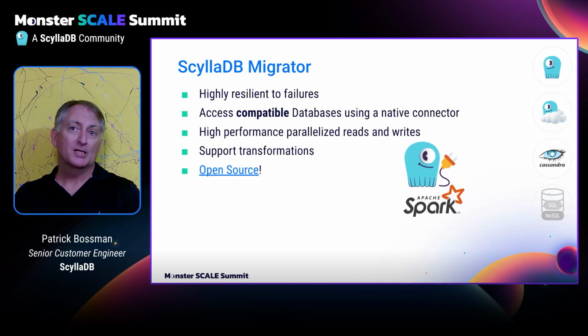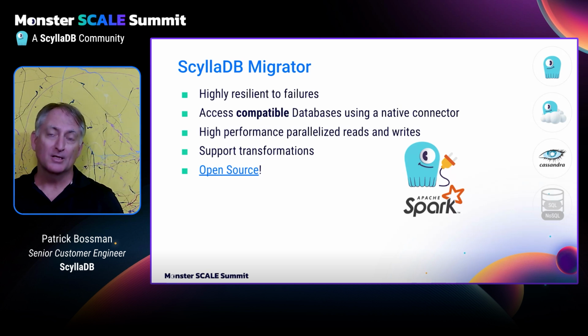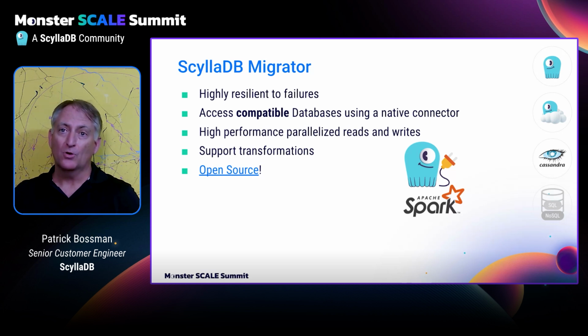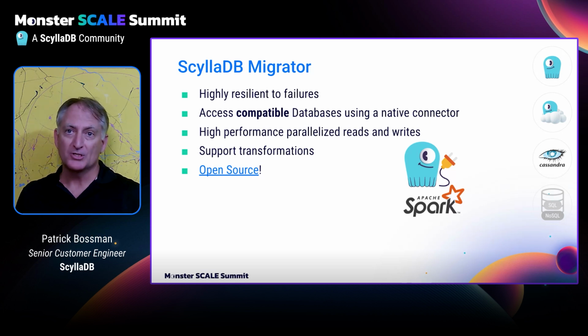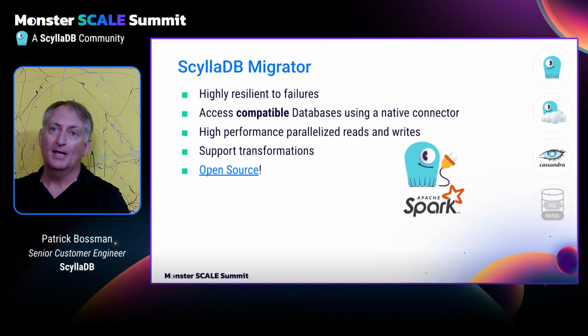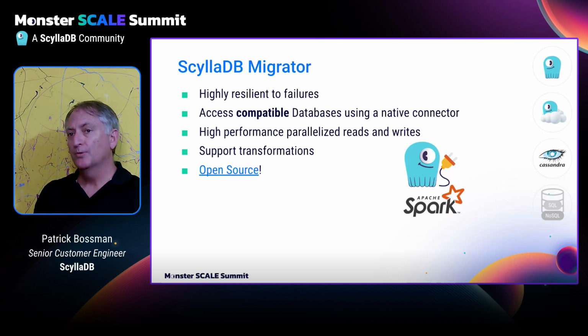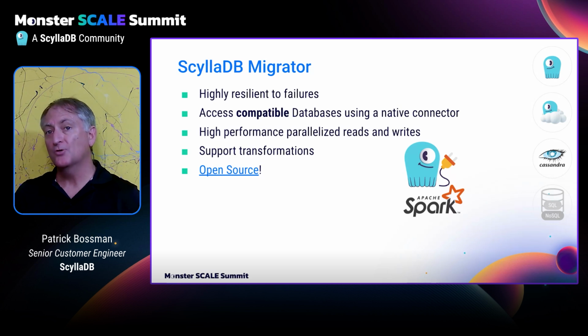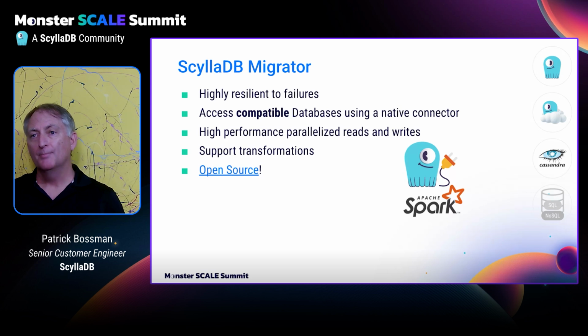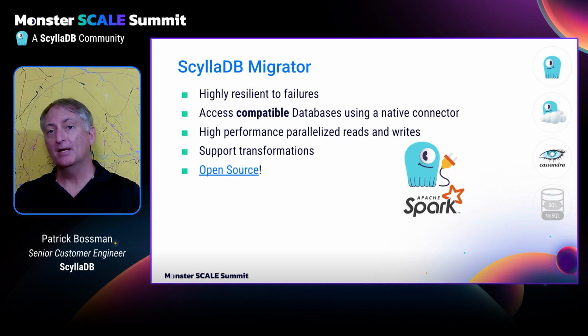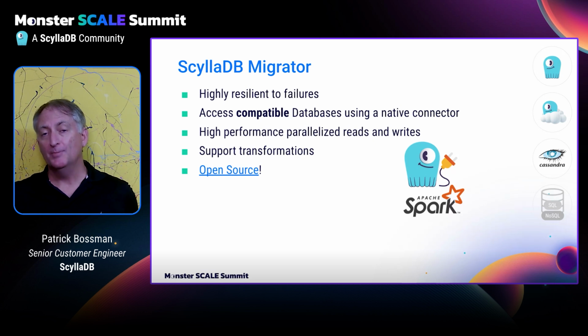And so again, the ScyllaDB Migrator is highly resistant to failures. It has retry logic. We've recently added recognition so it'll distribute connections across all of the nodes, and it has highly performant parallelized reads and writes. Exactly the same as the Cassandra migration, if we need to speed the migration itself, then we can scale out Scylla Migrator. We can scale out Scylla, the target database.